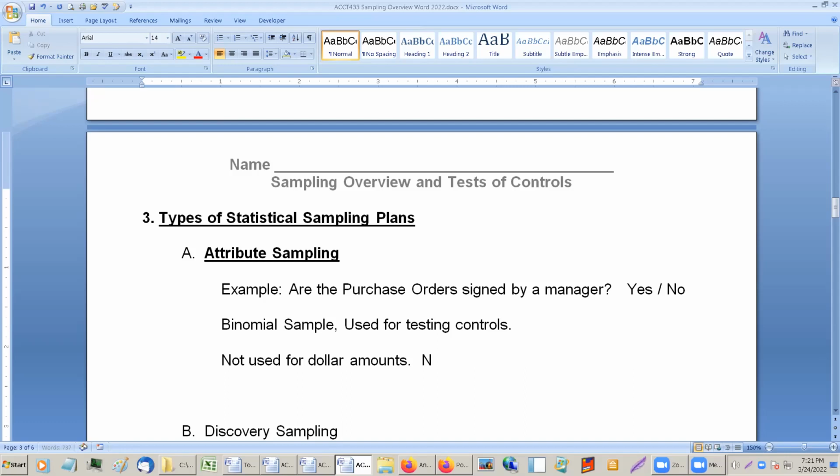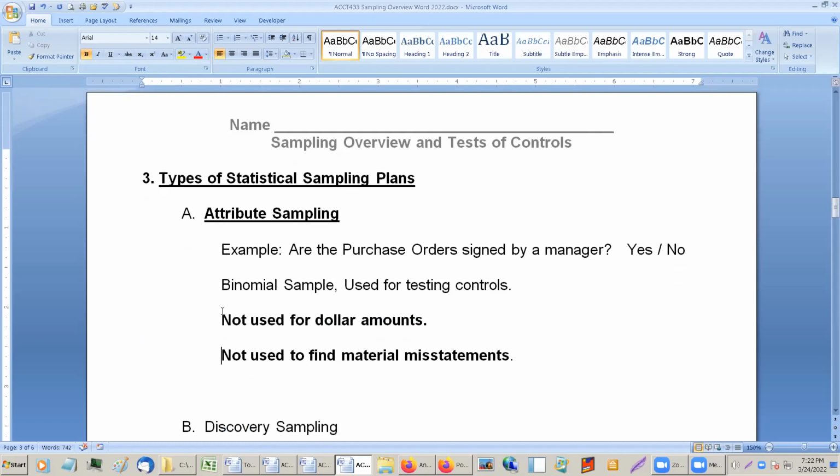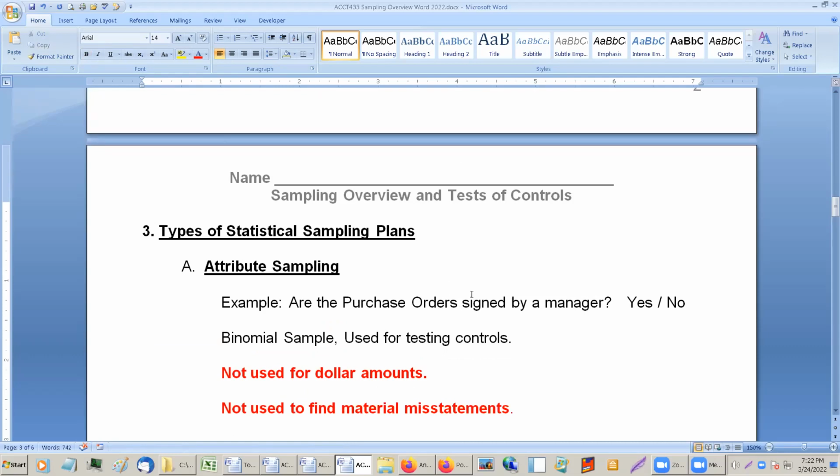I'm going to put kind of the same thing here. Not used to find material misstatements. For example, even if you find a purchase order that was not signed by a manager, it doesn't mean that purchase order wasn't a valid purchase order, that it wasn't filled and all that kind of stuff. So even though the control might be bad, the dollar amounts might be fine. So attribute sampling is not used for dollar amounts. We cannot use it to find material misstatements. Yes or no does not tell us if there's a material misstatement in it.